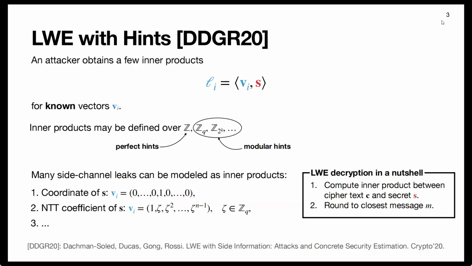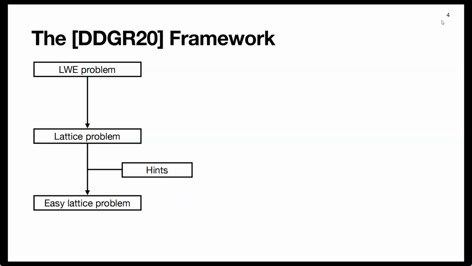So how does that work? Basically, in 2 steps. First, take the LWE problem and turn it into a lattice problem, and that's just the usual way of how you would attack LWE, so that's just the primal lattice. After that, they take the hints and try to incorporate these hints into the lattice problem to transform it into an easier lattice. As we might expect, the more hints you have, the easier this lattice problem is.